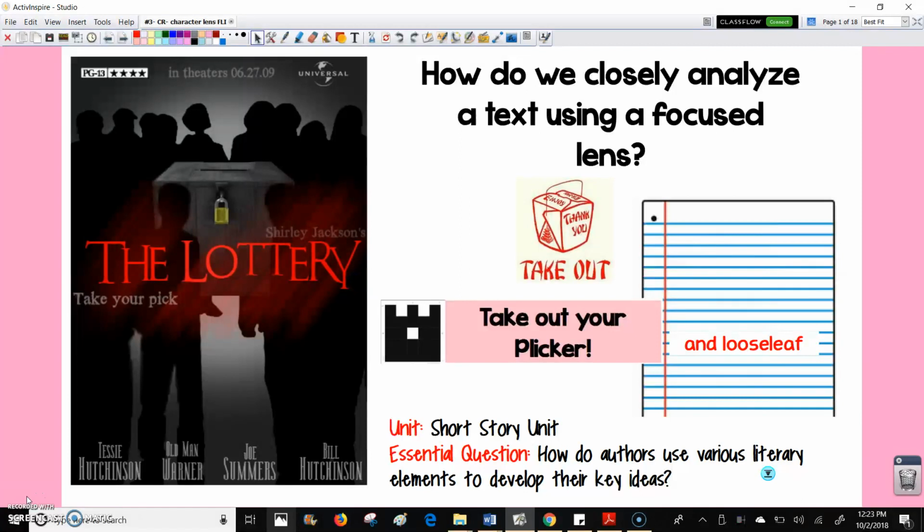In class today we were looking at character and doing a close reading of "The Lottery" through a character analysis lens. Tonight for homework, we're finishing that classwork. This video is just going to review the focus behind our close reading and some of the steps that you should be following as you go back into that story and look at your assigned characters.